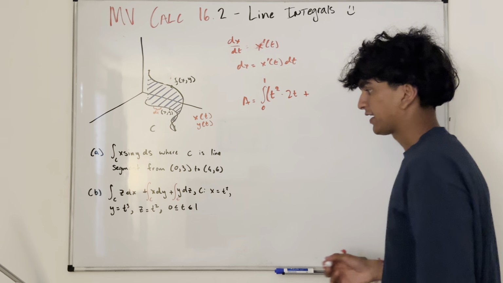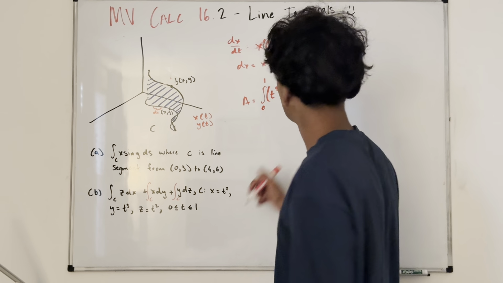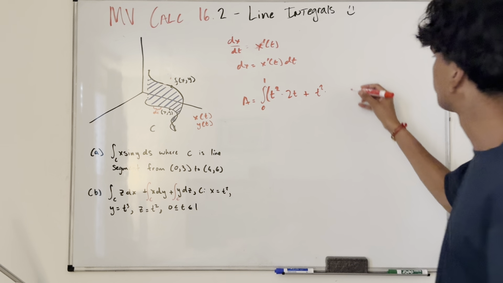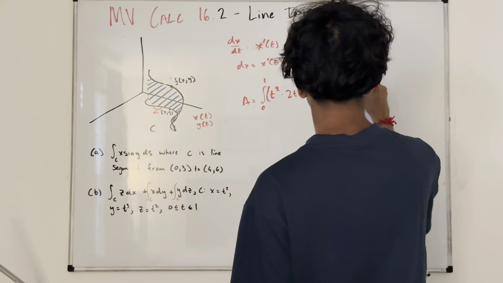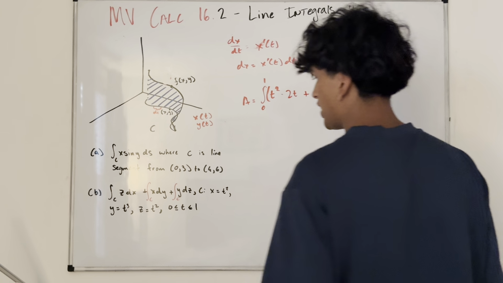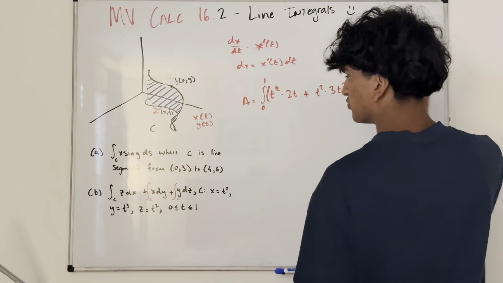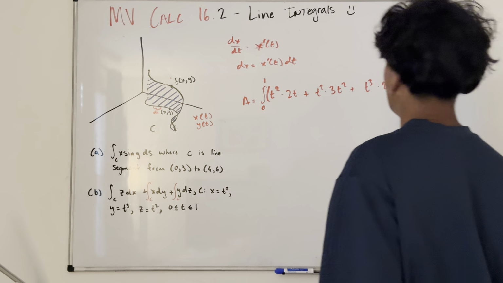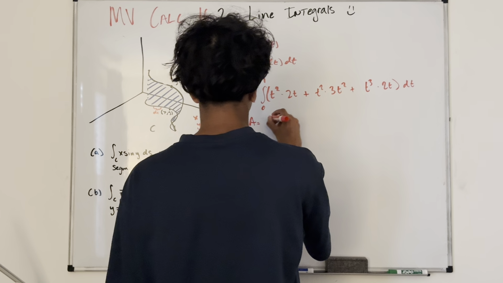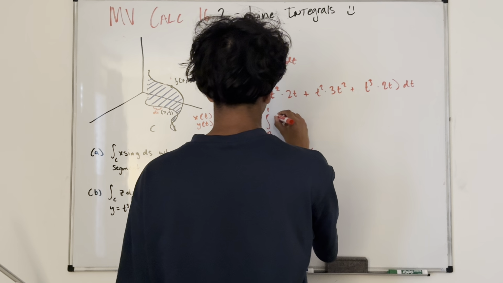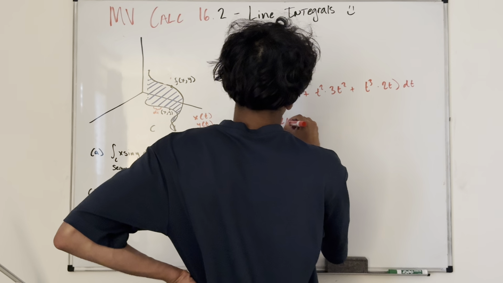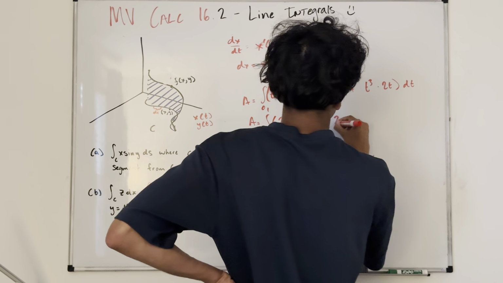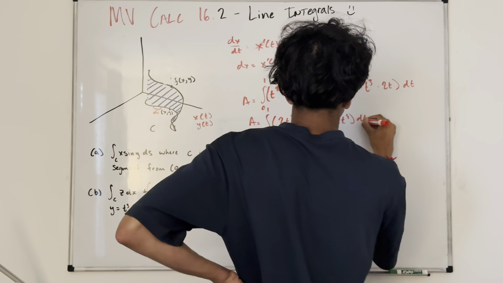Plus x dy, x is t squared, and the derivative of y is going to be 3t squared. And then y dz, y is t cubed, and the derivative of z, t squared, is 2t. All of that dt. So let's just simplify this. So the area is equal to the integral from 0 to 1 of 2t cubed plus 3t to the 4th plus 2t to the 4th dt.